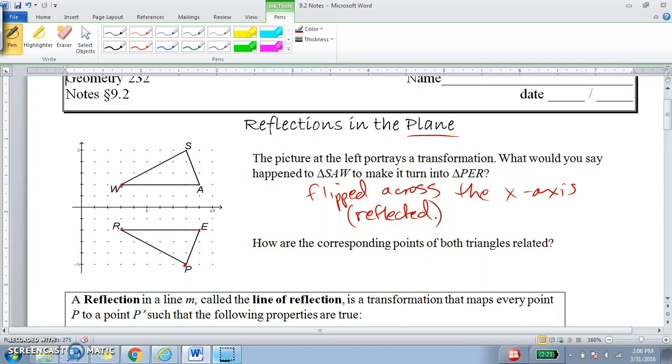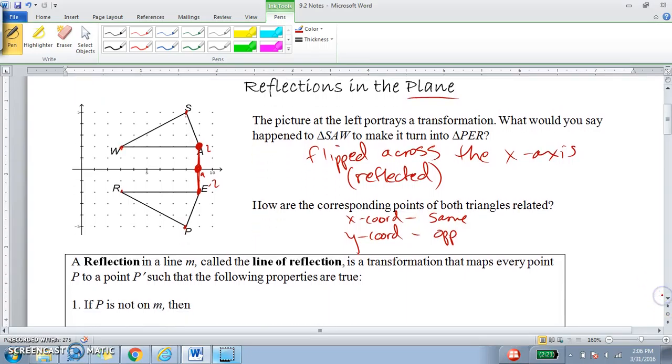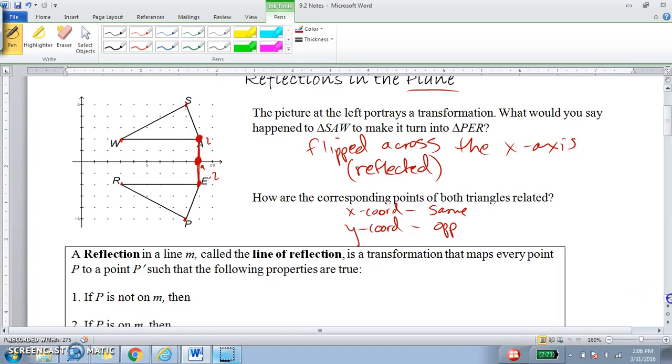How are the corresponding points of both triangles related? So if we look at these corresponding points, like we said, A corresponds with E, well, the x-coordinate of both of them is the same. The x-coordinate is right here, 9. And the y-coordinate, well, this is a +2, this is a -2. So that's going to happen for all of these. If we compare the coordinates of all of these points, the x-coordinates stay the same. The y-coordinates are the opposite of what they were before. So if I reflect something over the x-axis, all the x-coordinates stay the same. The y-coordinates are going to flip, or they're going to change signs.